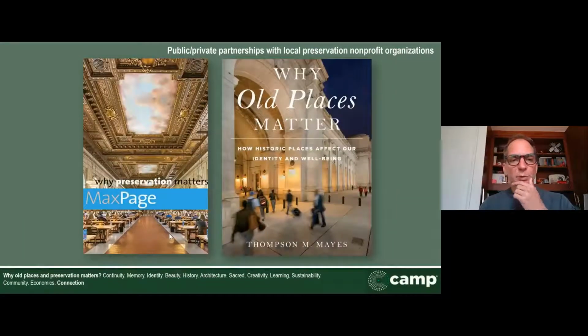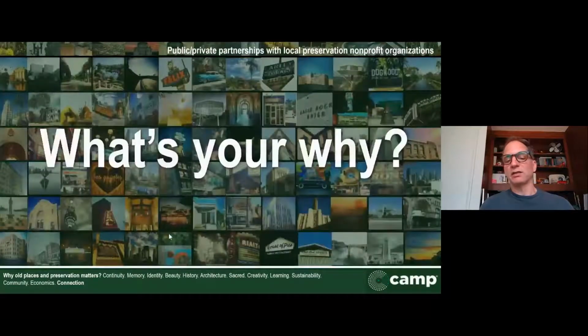And I'll leave on this point about this idea of asking the question of why old places matter. If you haven't read either of these books, they're great. I certainly encourage it. And it's asking this question about, is it because of memory? Is it because of beauty? Is it because of creativity, learning, sustainability, whatever it is? What's your why? Why do you care about these places? And for me, it's often about connection.